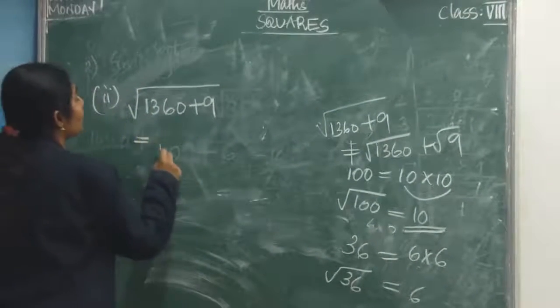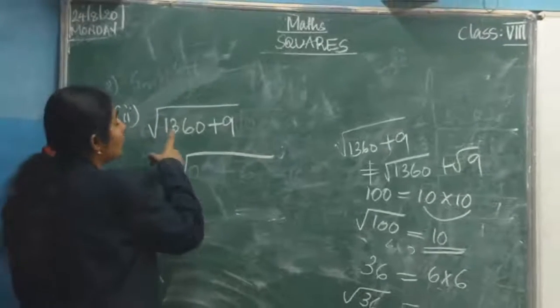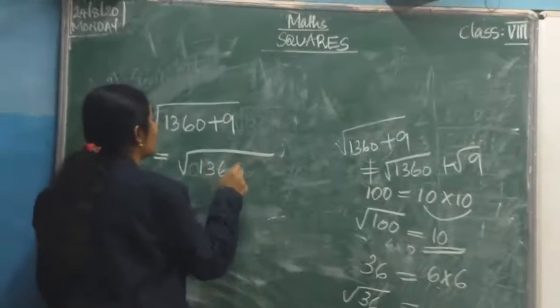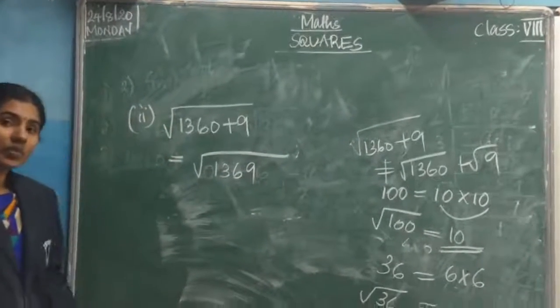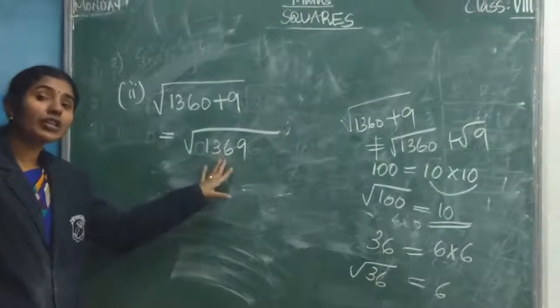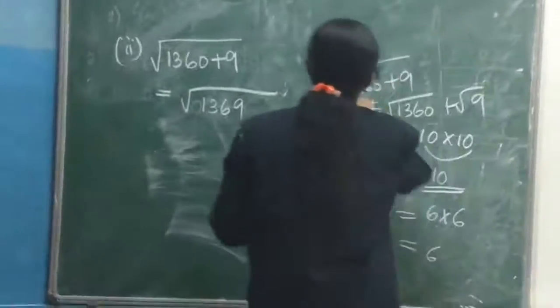So directly, first of all, you should add these two numbers. What you will get? 1360 when you are adding with 9, you will get 1369. Now you should find the square root of this number. How to find the square root of this number? By factorization. Factorize this number.